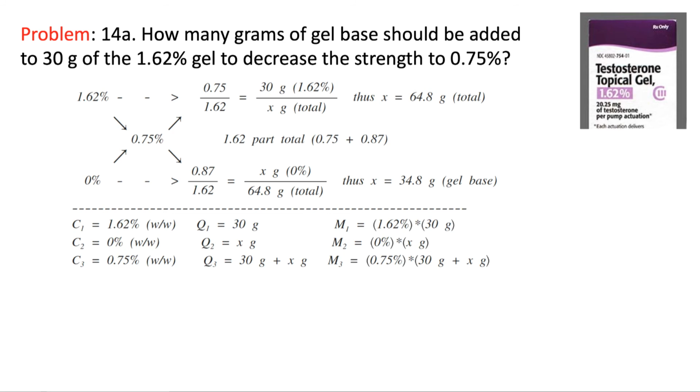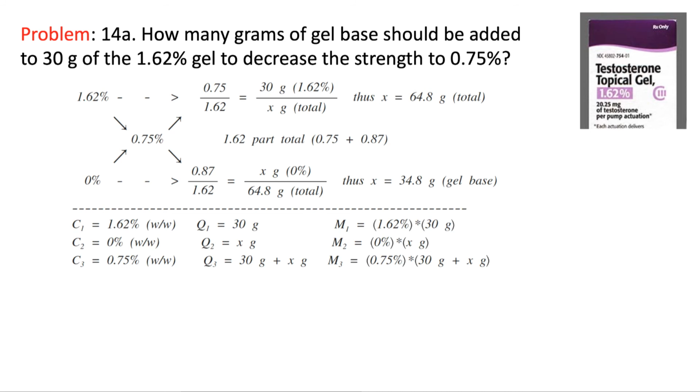What am I adding to that? I'm adding to that some pure gel base. Okay. Well, there's no drug in that gel base, so it's 0%. And how much of that gel base am I adding? I don't know. That's what I'm solving for, so let's set that equal to x. All right. What do I want to get in the end? What I want in the end, so my concentration 3, I want to be 0.75%. That's the concentration I want. What will the final quantity be? What will Q3 be? Well, essentially, it's going to be the 30 grams I start with plus the X grams of the pure gel base that I'm going to add.